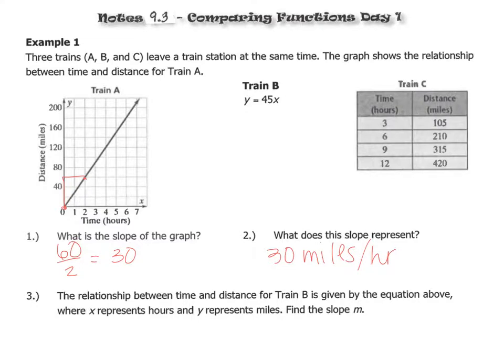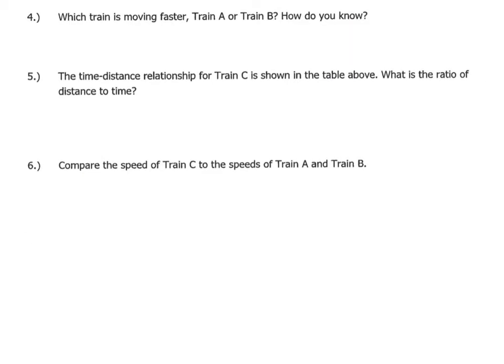Train B is given above, and we need to look at the slope m. So y equals mx plus b. Well, the b is going to be 0, just like the b would be for train A. But the m is 45, which is 45 miles per hour. So which train is moving faster, A or B? Train A was going 30, train B was going 45, so train B. And we know because it's going 15 miles an hour faster.